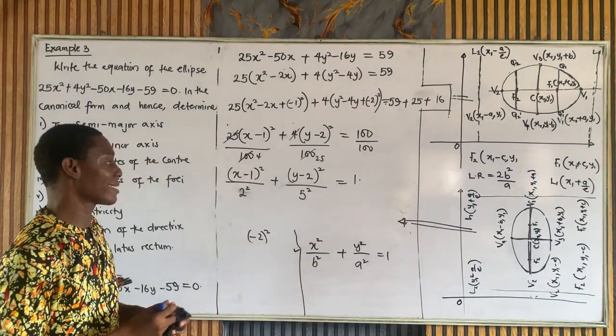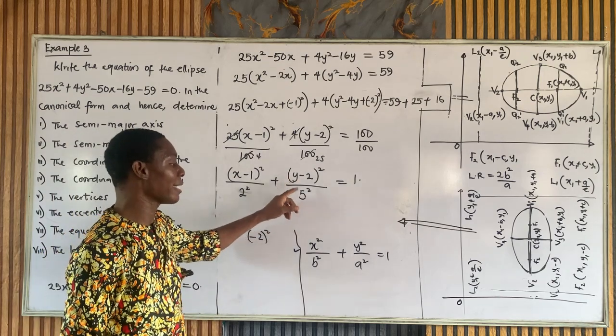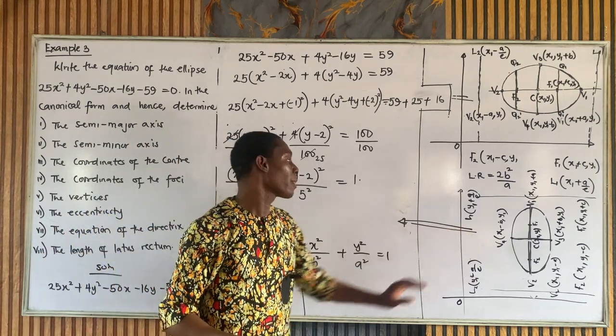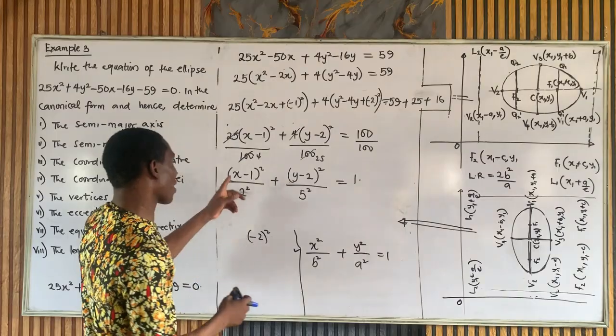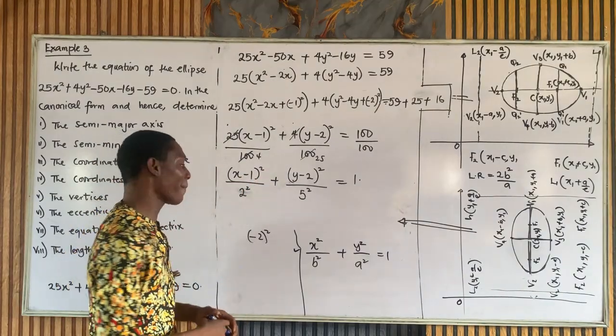What type of ellipse is this? Since the higher value is under the y, it's of the second type of ellipse. But mind you, the center is no longer at the origin, because we can see x minus something and y minus something.